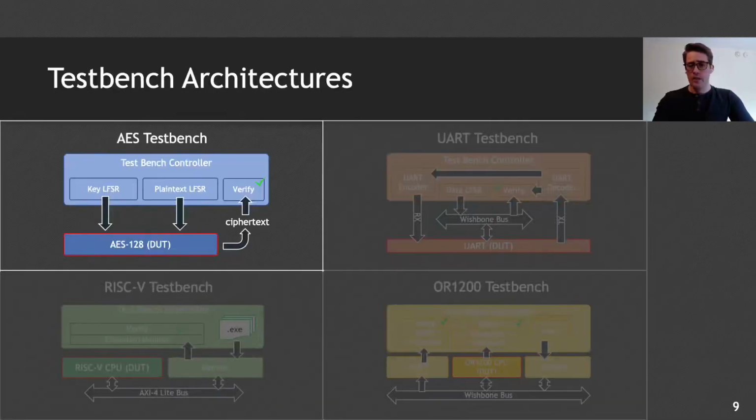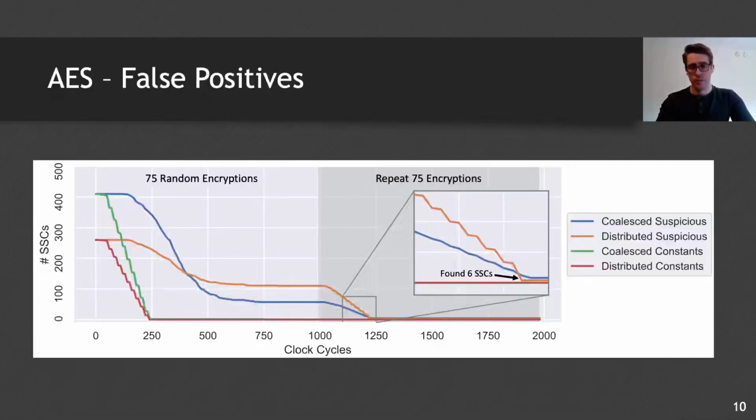To study the AES design, we developed a simple test bench that drives random plain text and random keys generated by linear feedback shift registers into the design under test to be encrypted and the results verified. We choose this constrained random verification approach as it is representative of a real-world verification strategy. The AES design we study operates in 128-bit counter mode and has a delay of 22 clock cycles per encryption.